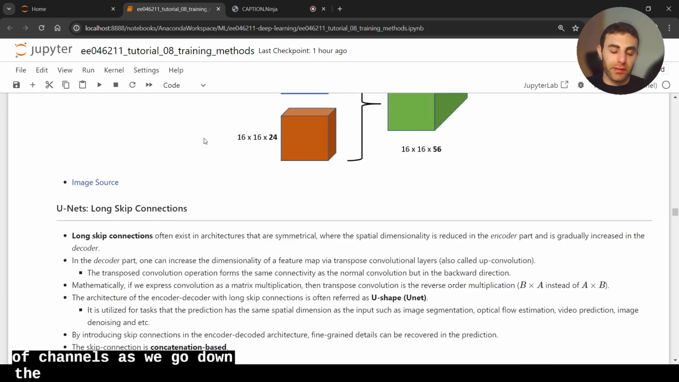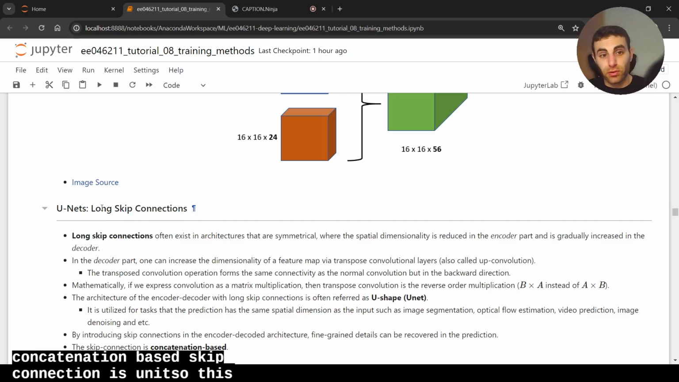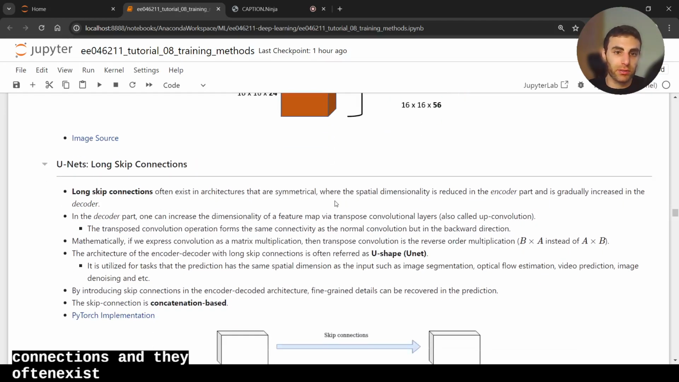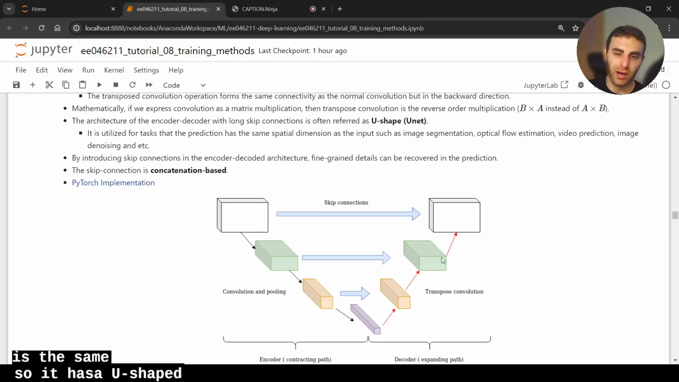The other type of concatenation-based skip connection is UNet. This is called long skip connections, and they often exist in architectures that are symmetrical, where the spatial dimensionality is reduced in the encoder and then gradually increased in the decoder, and the output and input are of the same spatial dimension. So the height and width are the same. Or in case of 1D, the number of features in the input and the number of features in the output is the same. So it has a U-shaped architecture.